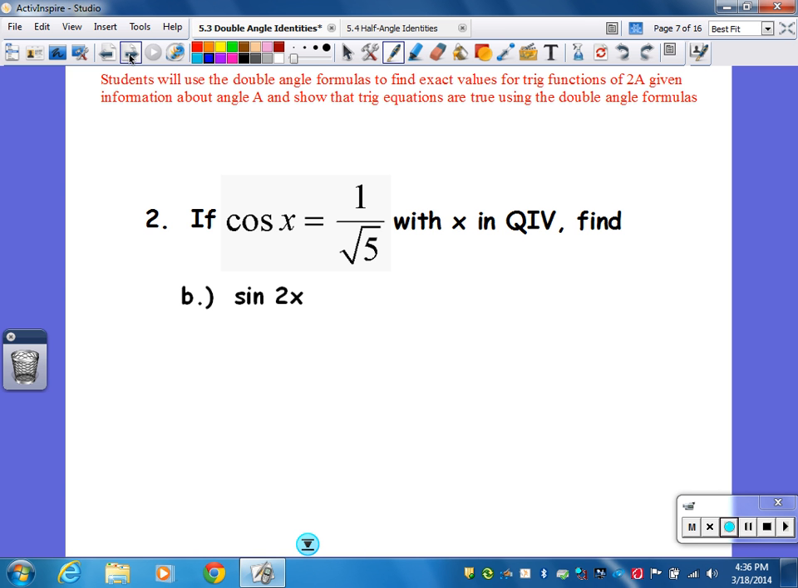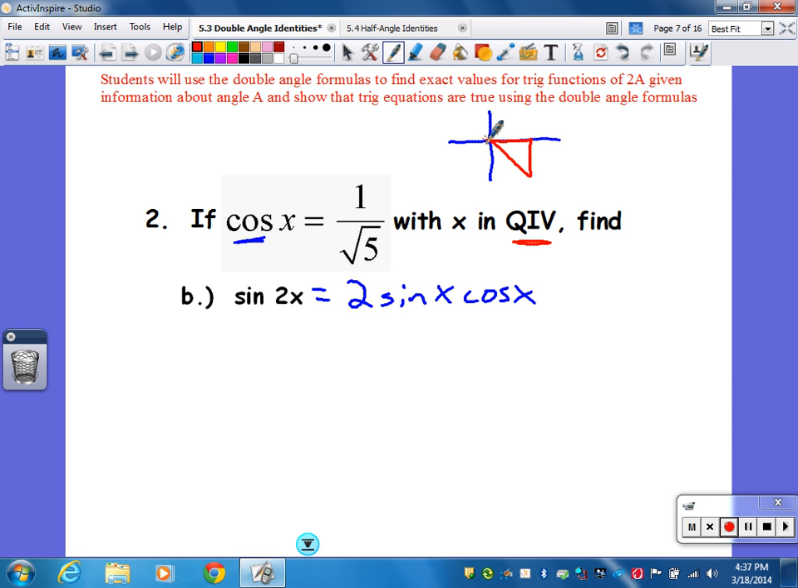Looking at the formula sheet, we know that sine 2x is 2 times sine x cosine x. But we just have cosine x, so we're actually going to have to draw our triangle here. So I'm going to make my crosshairs, and now I'm going to make my triangle. We're in quadrant 4, so I'm going to go over, down.